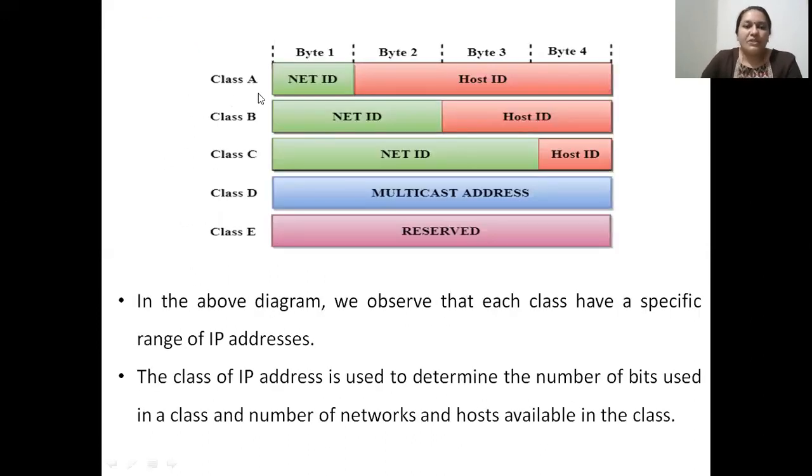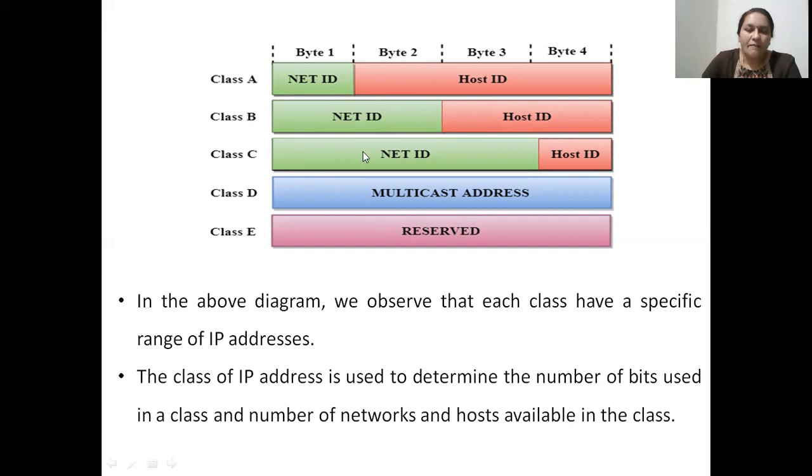So you can observe in this picture, in class A, the network ID part is only 1 byte long, whereas host IDs are given in the next 3 bytes. So 24 bits are used for host ID, 8 bits are used for network ID in class A. So this can support more hosts compared to networks. In class B, 2 bytes are used for network ID and 2 bytes are used for host ID. So here the number of networks and hosts which can be supported by class B addresses is equal.